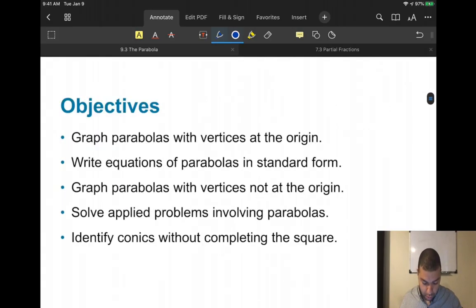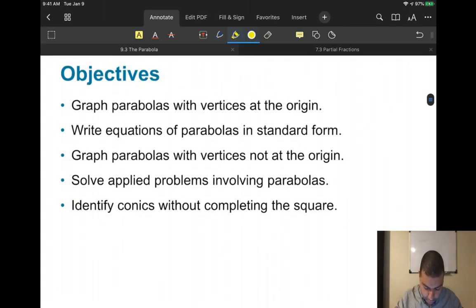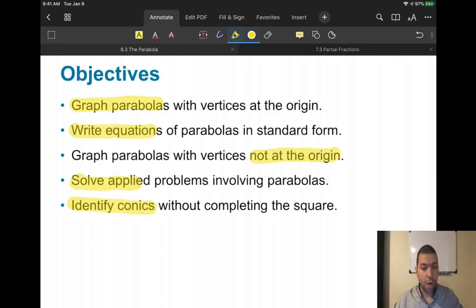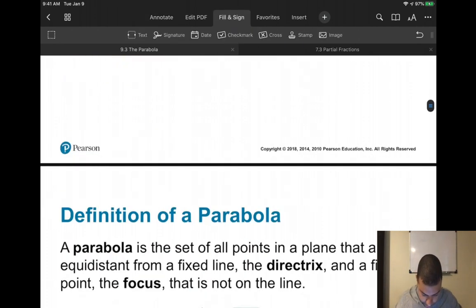So let's get to the objectives. We want to be able to graph them by looking at equations, to write their equations when the vertices are not at the origin as well, to solve applied problems, to identify conics using all we know so far about all three conic sections that we've seen: parabolas, ellipses, and hyperbolas. Okay, so let's get to it.